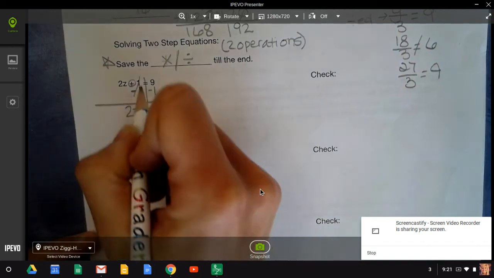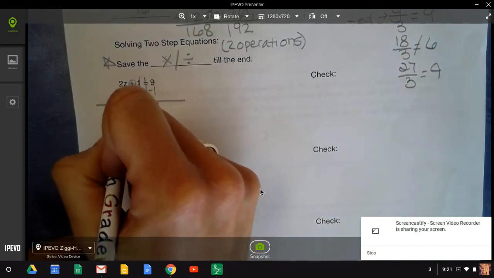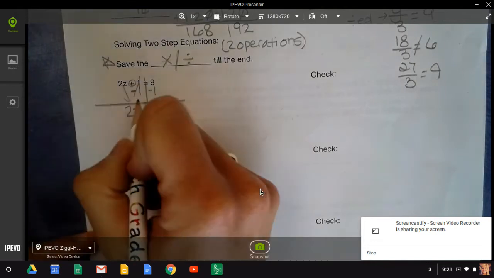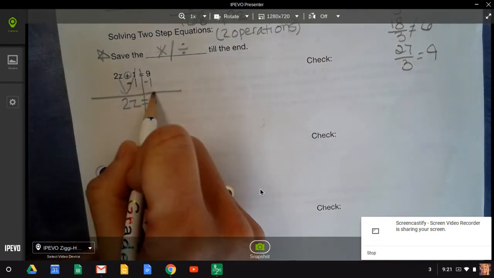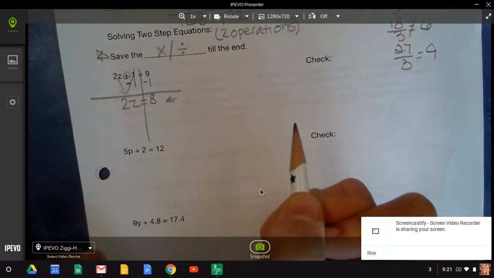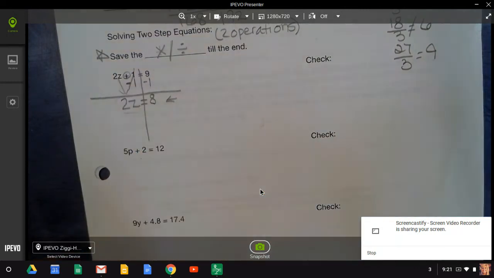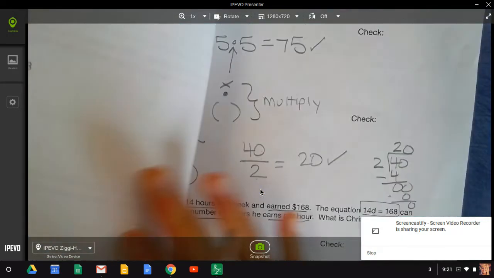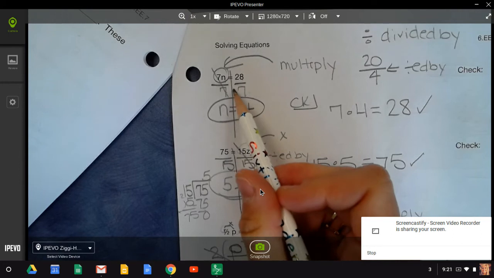Then we're going to bring down this 2z that we have left. Okay, I'm using a light arrow there to show you that I'm bringing that down. And now if you look, this is a one-step equation, and we did solve these types of equations yesterday, or I'm sorry, the day before. If you look, it's very similar to this one right here.